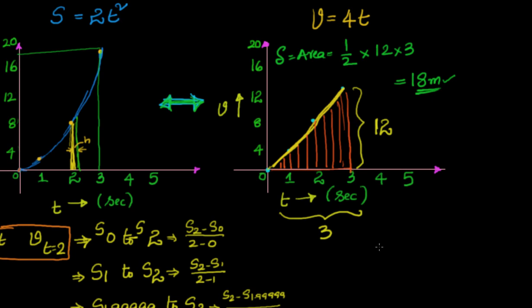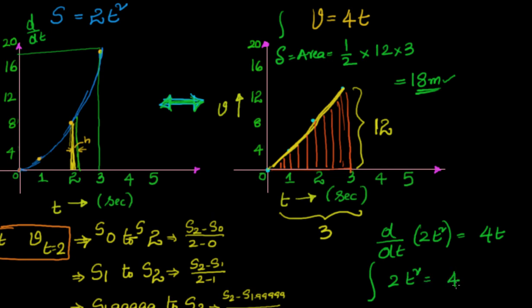Now what we understood by this is very simple. d by dt of 2t square, that is the derivative of 2t square, is 4t, and we also understood this as the integral. The integral of 4t is equal to 2t square plus c. You will appreciate this once you go into differentiation and integration, but this is the fundamental example which will throw light on how to understand that.